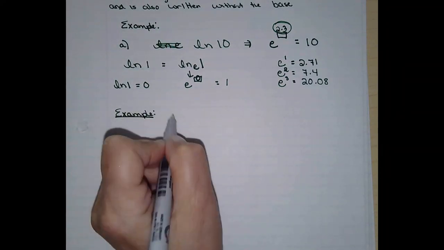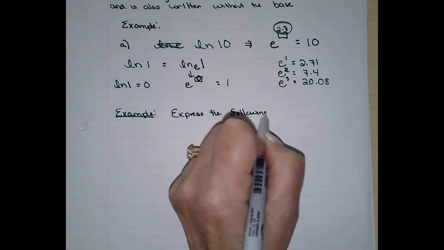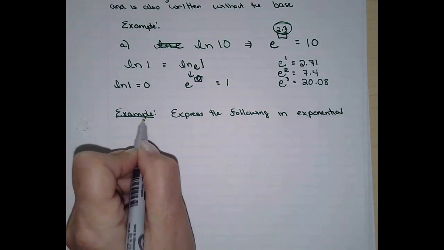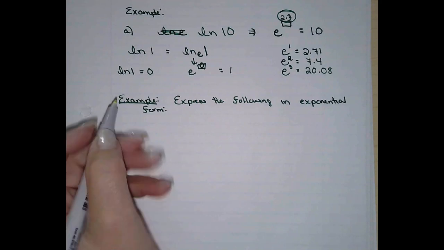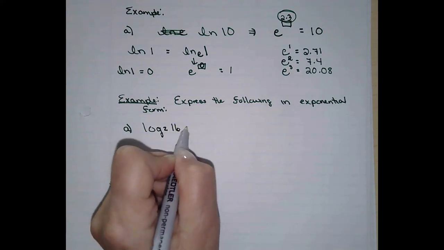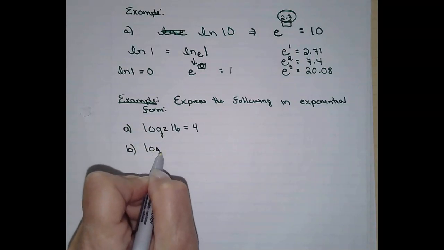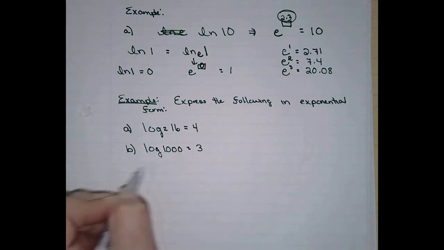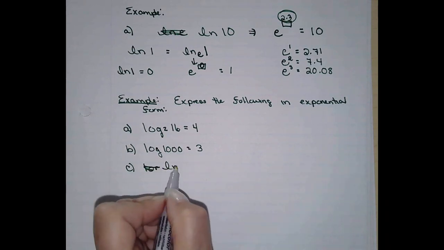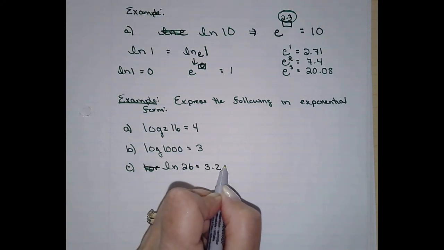So express the following in exponential form. So A. Log base 2 of 16 is equal to 4. B. Log 1,000 is equal to 3. And C, natural log of 26 is equal to 3.258.